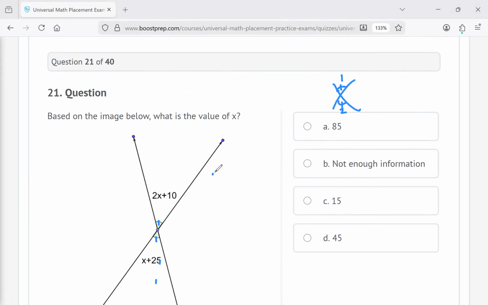So we can say 2x plus 10 equals x plus 25. We want to know what x is, not the angle. So go ahead and solve for x. It's easy. Subtract 1x from both sides. You get 2x minus 1x is x, plus 10 equals 25, and then solve for x by subtracting 10. So 25 minus 10 is 15. And that's what they want, just x, not the angle.